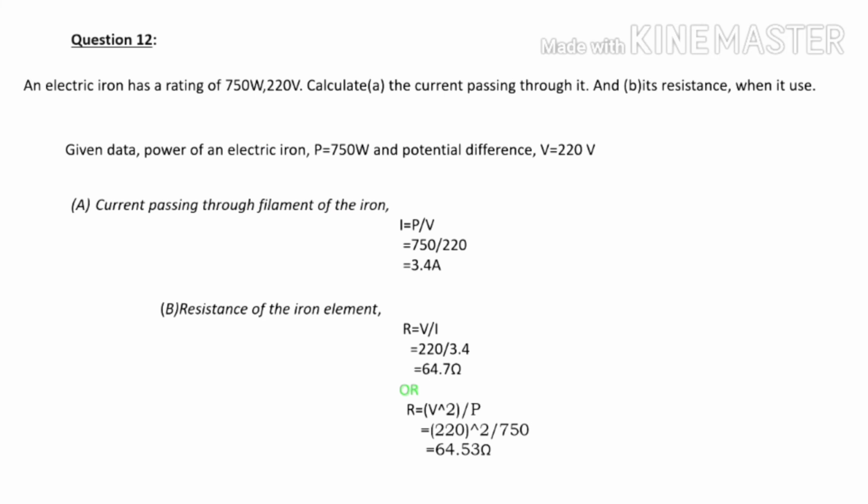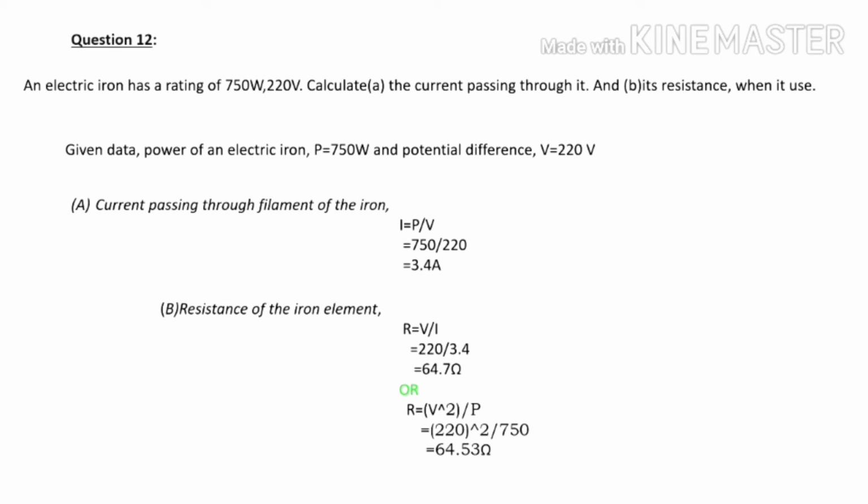Next problem. An electric iron has a rating of 750 watt 220 volt. What is the unit of electric power? So here the power is 750 watt and the potential difference is equal to 220 volt.